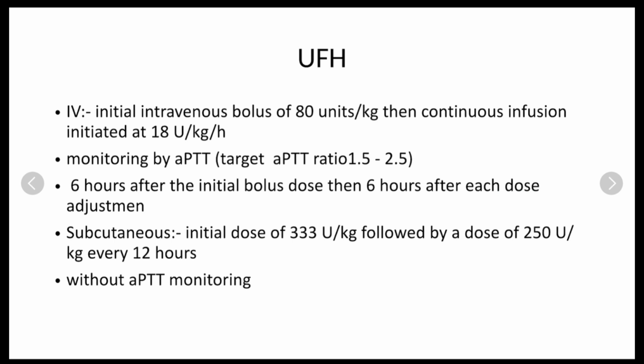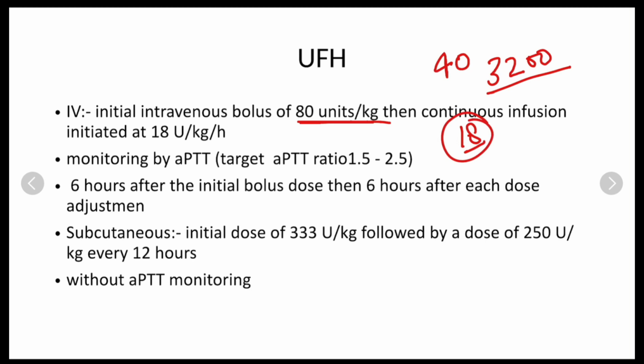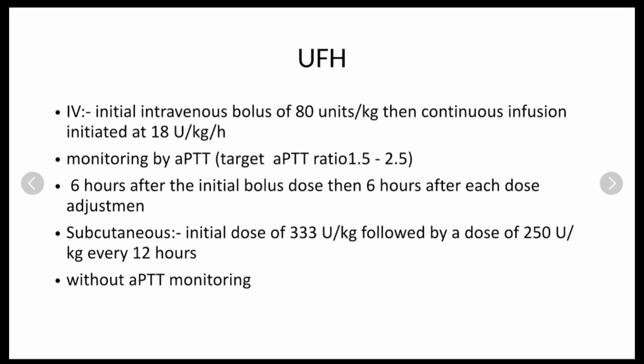So how do we give unfractioned heparin? Initially we have to give an intravenous bolus of 80 units per kg. Then we give it continuously at the rate of 18 units per kg per hour. And now, how will we monitor unfractioned heparin? Like we monitor LMWH with the help of anti-factor 10A.